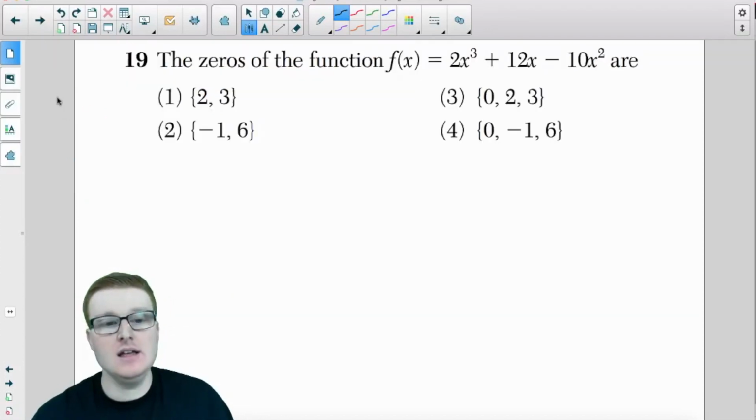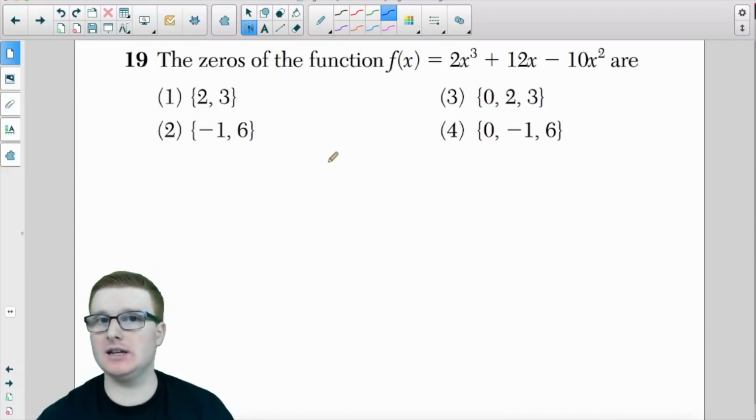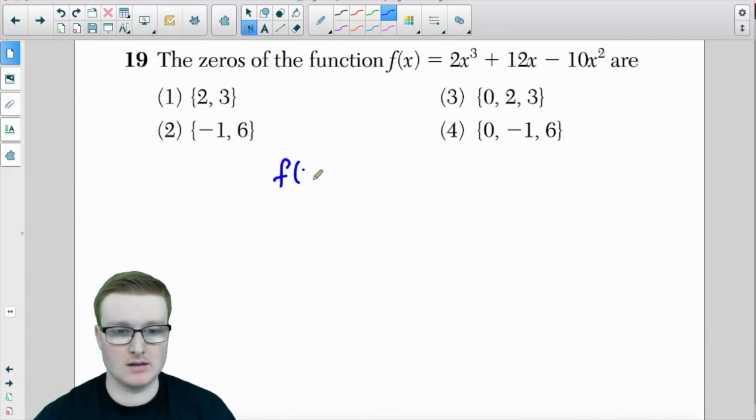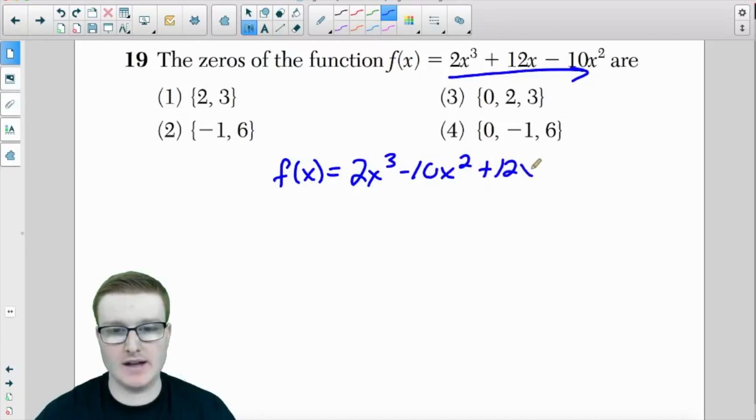Moving on to number 19. The zeros of the function f of x equals 2x to the third plus 12x minus 10x squared are what? So, we need to do some cleaning up, people. First of all, we need to put these in descending power order. So this is 2x to the third minus 10x squared plus 12x.